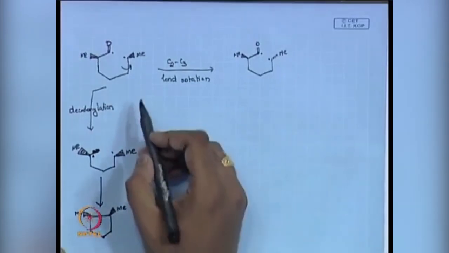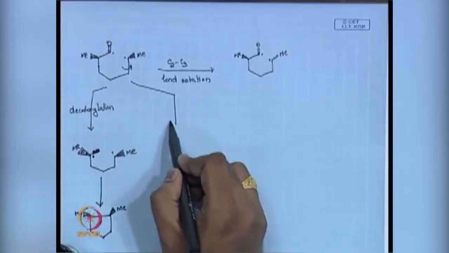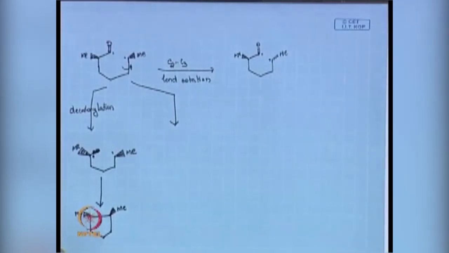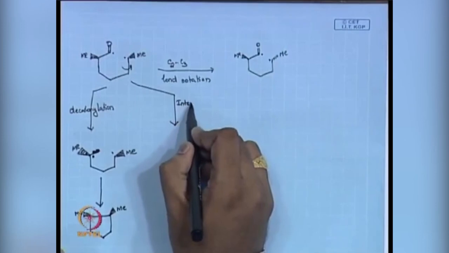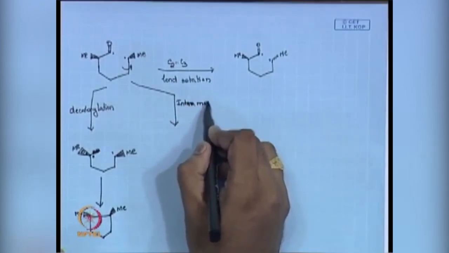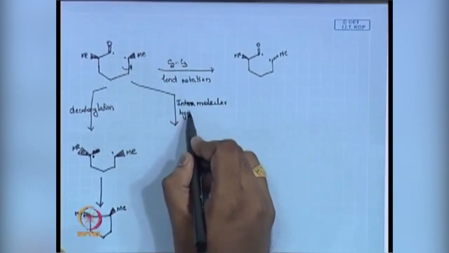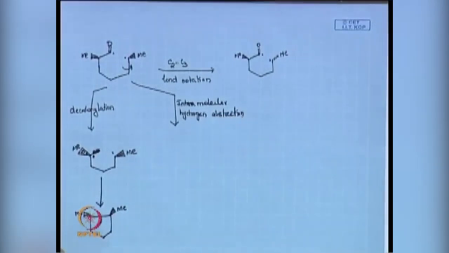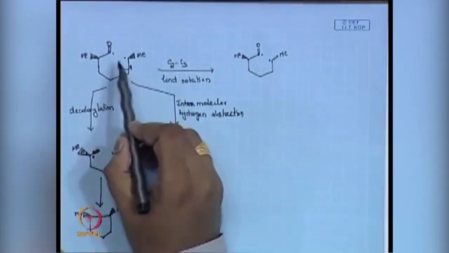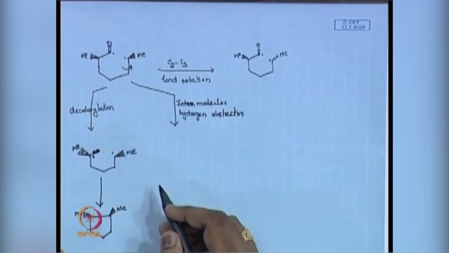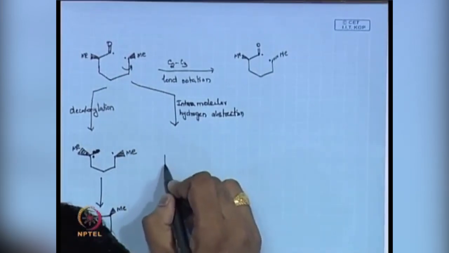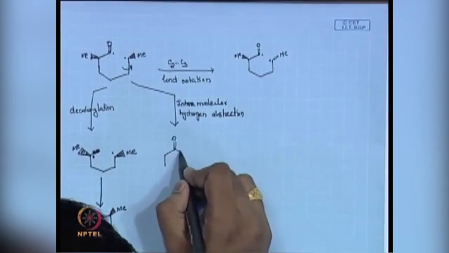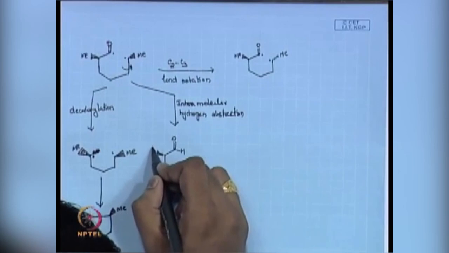We don't worry right now about that. You can write that product also. Then you get your intramolecular hydrogen abstraction. You can think about this. Intramolecular hydrogen abstraction. So, what do you get? If I pick a hydrogen from here, you get your aldehyde, right? Shall we write that aldehyde? So, methyl here.